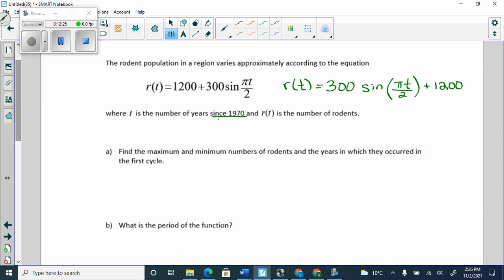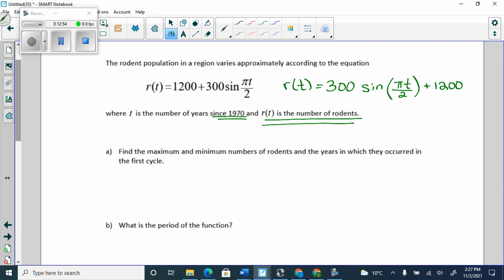So 1971, t would equal 1. 1980, t would equal 10. 1990, t would equal 20, right? So they're just saying after 1970 is what t is. So 1970, t would equal 0. If we wanted to know how many rodents there were in 1970, we have to put a 0 in for t, which we're technically just finding the y-intercept then. And r of t is the number of rodents. I didn't tell you what type of rodents, because I don't even know. And I actually don't care. I hate rodents. All right.